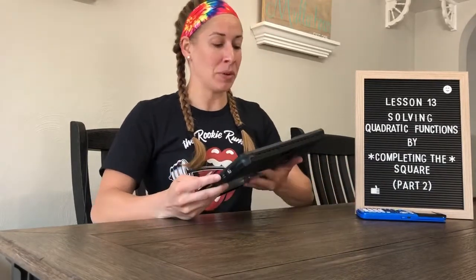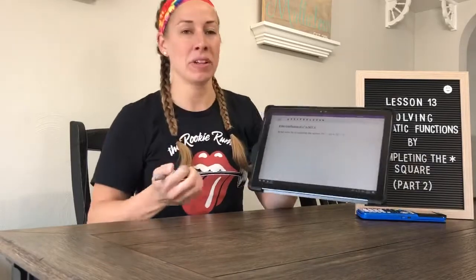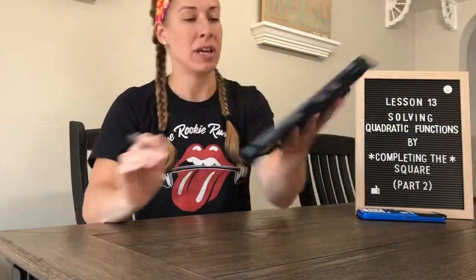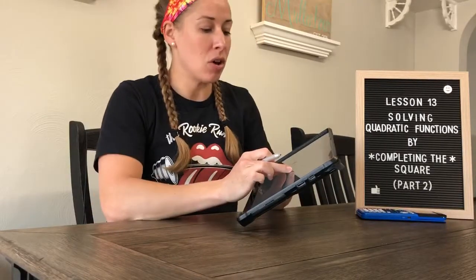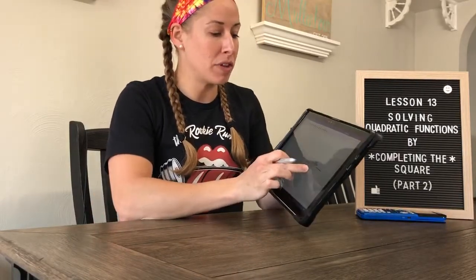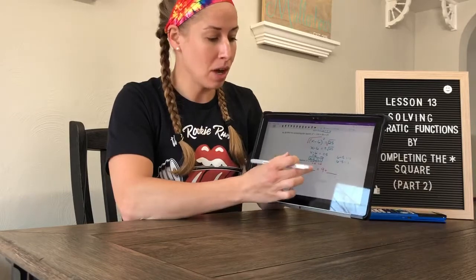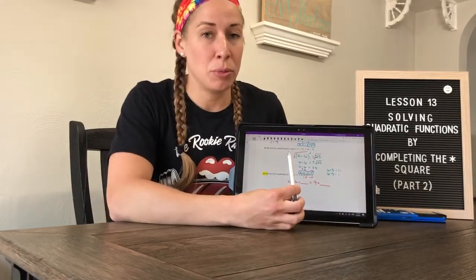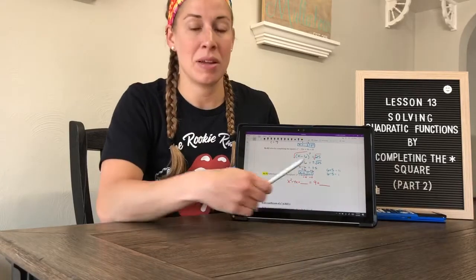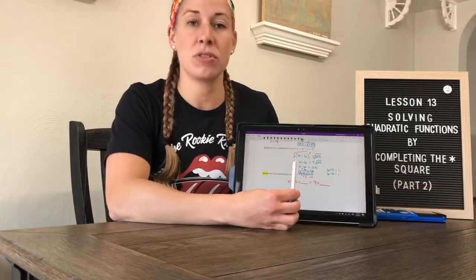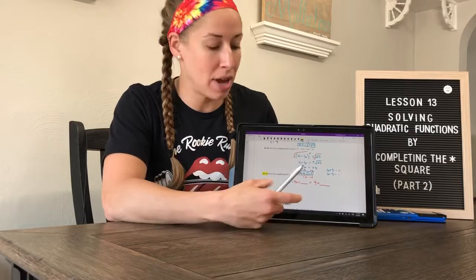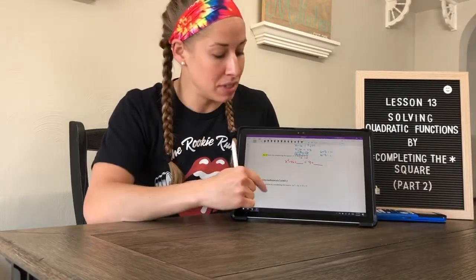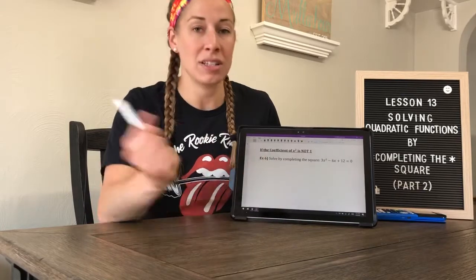Anyways, we're going to solve by completing the square when your leading coefficient is not 1. In lesson 12, we solved quadratic functions when our leading coefficient was 1. Remember, completing the square, we factored into perfect square trinomials because then it made it possible for us to use the square root method to solve that quadratic. We're doing the same thing today, except there's one additional step since your leading coefficient is not 1.